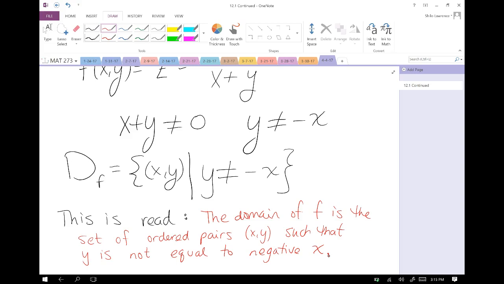So is 0 implied there, since 0 doesn't have a negative? We would not be able to use 0, 0. No, it's also, we would not be able to use 0, 0.